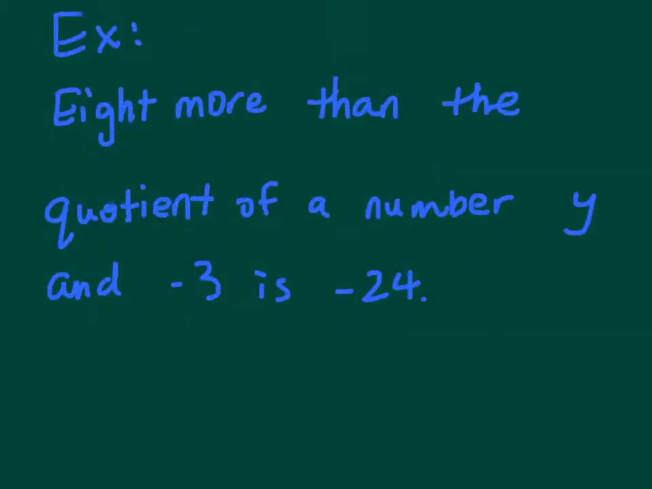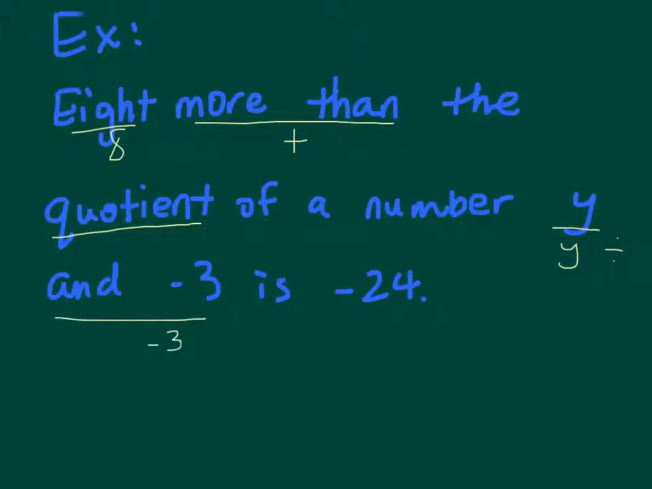So I'm going to kind of translate this. So 8, all right, I'm just going to think of the number 8. More than is going to tell me to add. The quotient tells me to divide, so I'm going to take y, and it's going to stay in the same order, divided by -3 equals -24. And so I'm going to write that. 8 plus y divided by -3 equals -24. And then I'm going to solve that equation.